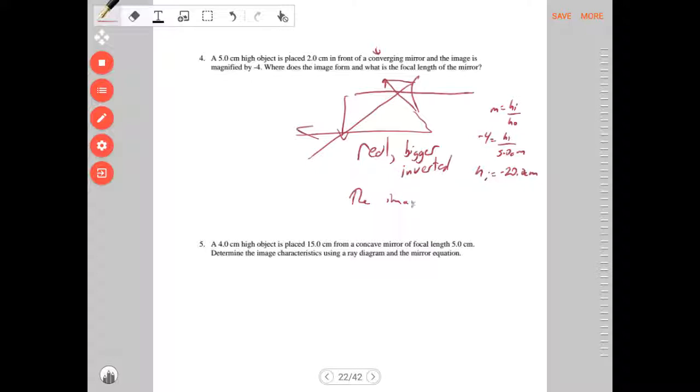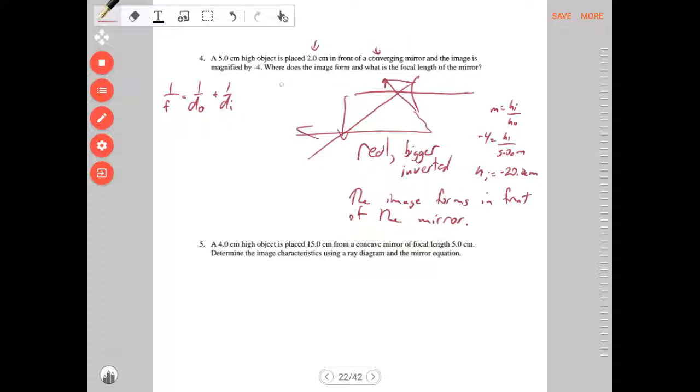The image forms in front of the mirror. Okay, awesome. And then, of course, what's the focal length? So we go 1 over F equals 1 over DO plus 1 over DI. We want the focal length. Uh-oh, wait a second. The object is placed 2 centimeters in front, so that's the DO. Ooh, I've got 2 variables there, though.